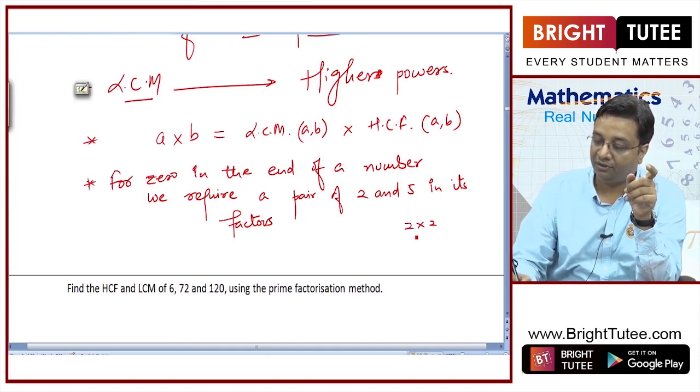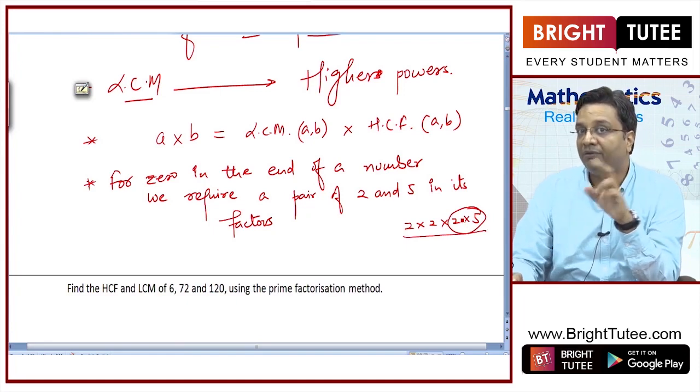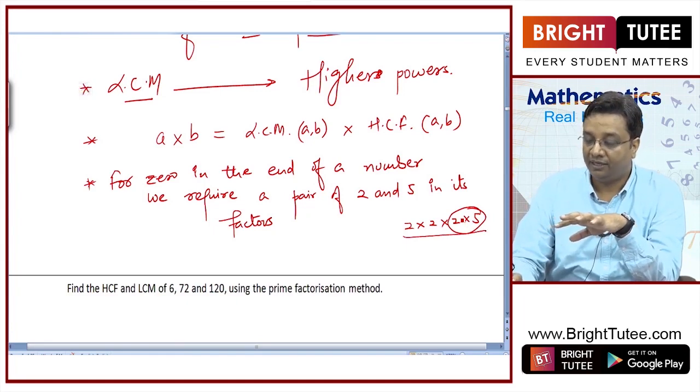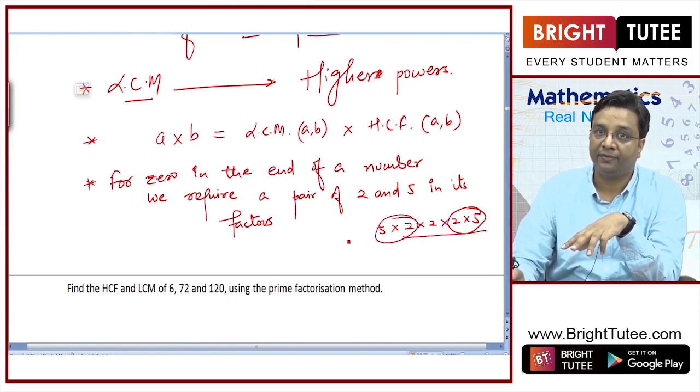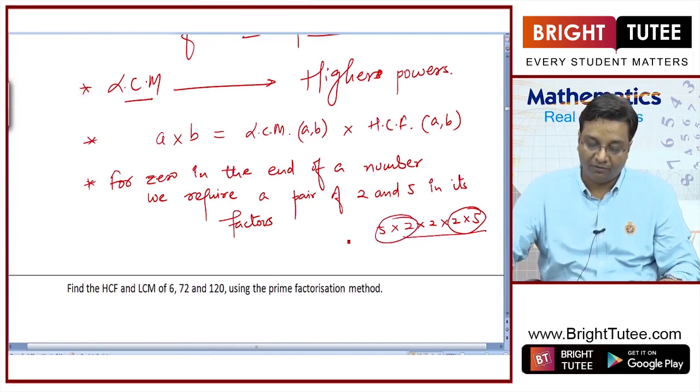We have learnt that if you even have more than one 2 and still there is one pair of 2 and 5, in this case also there will only be 1 zero in the end, right? Until and unless you have another 5, now you will have 2 zeros in the end. Okay. So this is how it works.